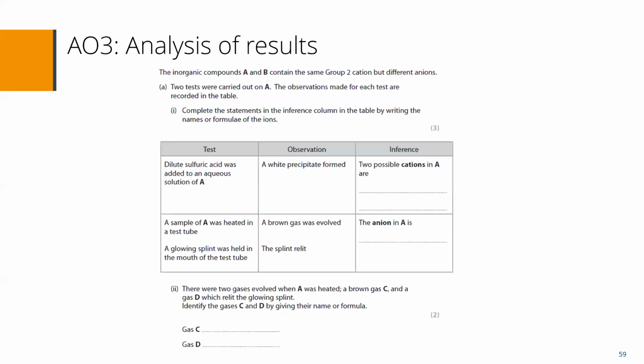There's an example of analysis of results. They're given the test, they're given the observation, they've got to draw an inference about 2 possible cations that could be present in A and the anion in A, and then 2 gases involved, brown gas and gas D, identifying which relights a glowing splint, and identifying gases C and D by giving names and formulae. So, analysis of results.